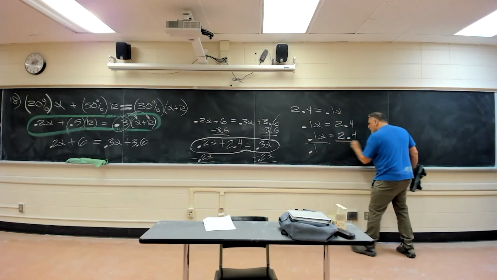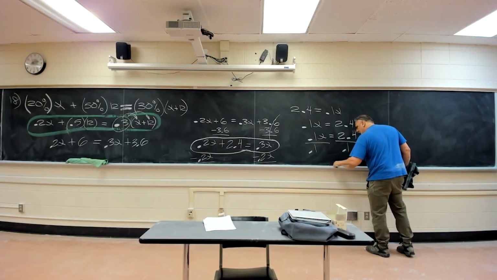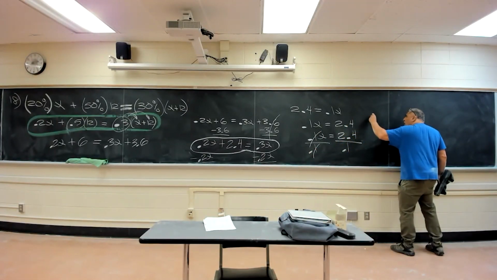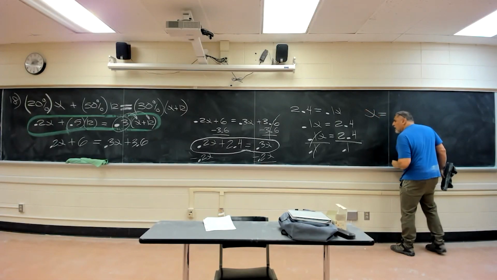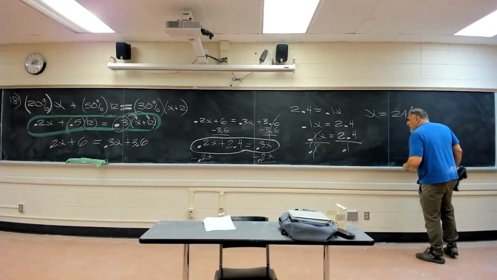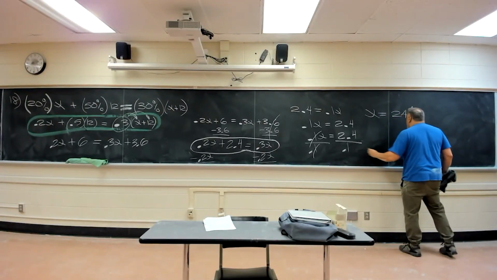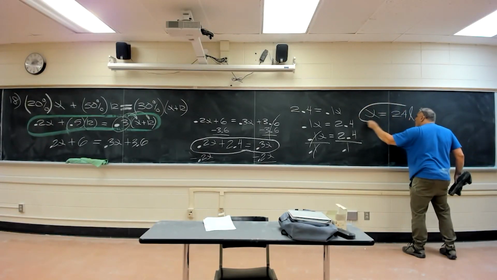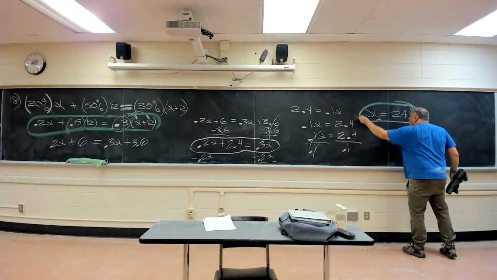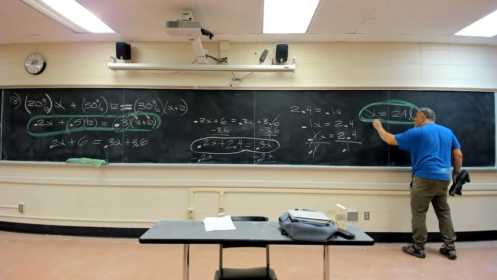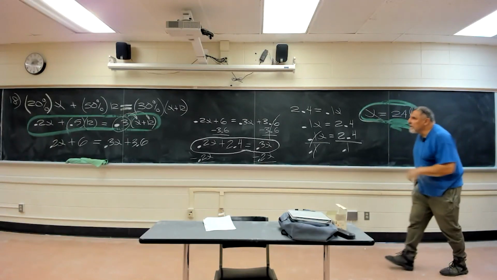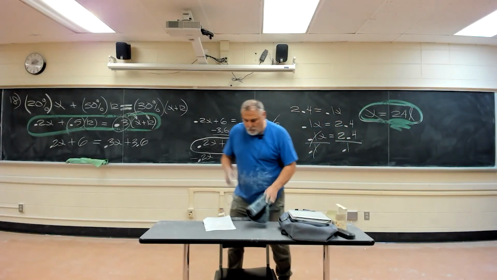Divide by 0.1 on each side. Well, according to this logic, 2.4 divided by 0.1, that's it, 24 liters. So we've got to watch it.